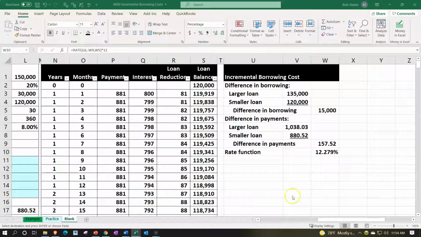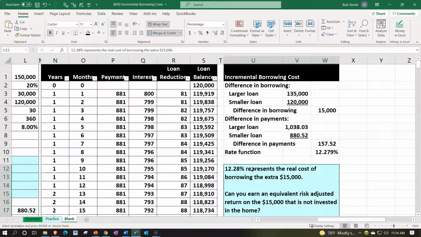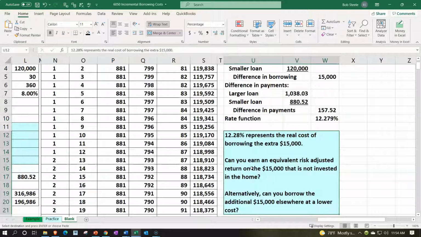So what does that mean then? Let's put a little description here. The 12.28 represents the real cost of borrowing the extra 15,000, right? So if you're going from one amount up by the extra 15,000, then you've got an incremental rate that you might want to consider. So the question then would be, do you really need the extra 15,000? Number one, because it's costing you more than you might otherwise have thought.